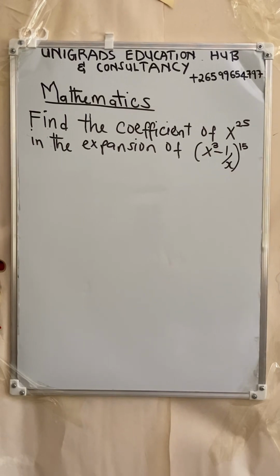In today's video, we are going to solve a mathematical problem that involves binomial expansion. In this problem, we are being asked to find the coefficient of x to the power 25 in the expansion of (x cubed minus 1 over x) to the power 15.